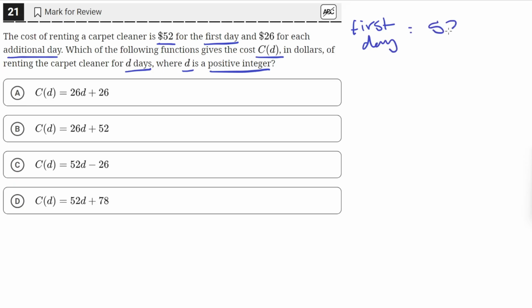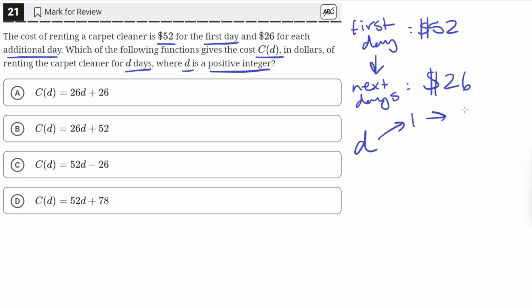cost is $52. And then after the first day, it costs $26 every day. And we're told that we're renting this carpet cleaner for D days. So that means the first day, the cost is $52. But then the next days, the cost is $26 every day.